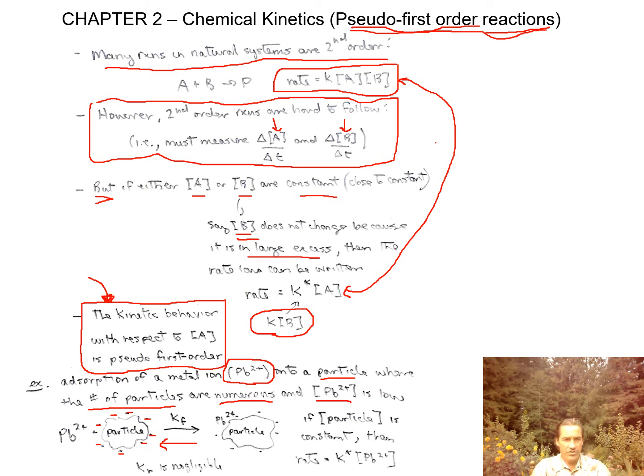The lead concentration in solution is changing over time, but the particle concentration is not. Well, if that's the case, we can model the change in the lead concentration over time. We can model it as a first order, pseudo first order reaction, using this model.